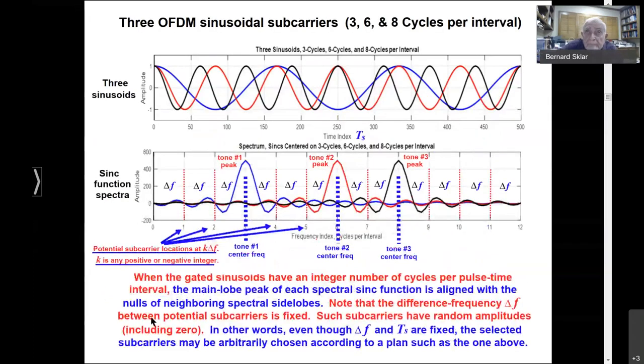And there you have it. This is adding a third one, eight cycles. So I guess what I'm showing you is just one particular application. There are going to be many applications where not every one of these intervals is filled. Hence, I call them potential tones, or potential subcarrier locations at K delta F, where K is any positive or negative integer. I think enough said about that.